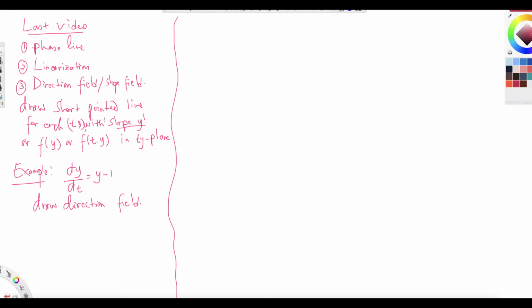Again, if you have an autonomous system, you can use the direction field. If you have a non-autonomous system, you can still use the direction field method. So for both types of equation you can use it. I'm giving you an example with an autonomous equation, because there is no explicit t on the right hand side. I'm trying to find the stability of the equilibrium point by drawing the slope field.